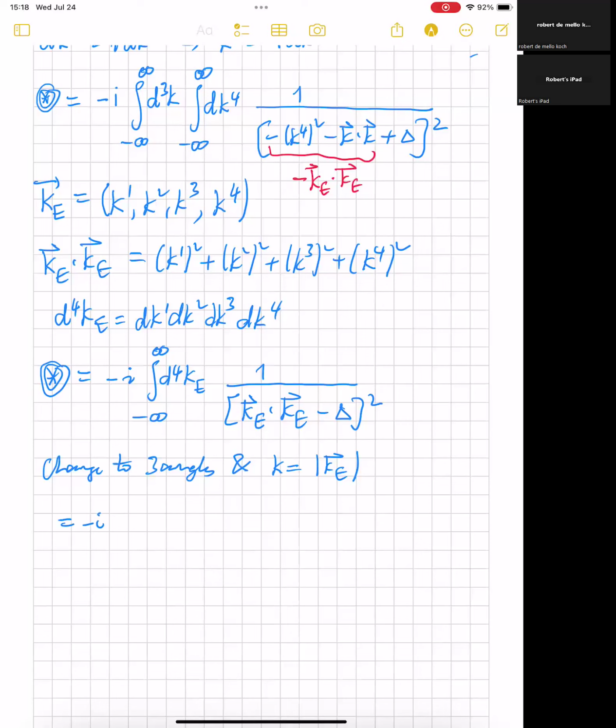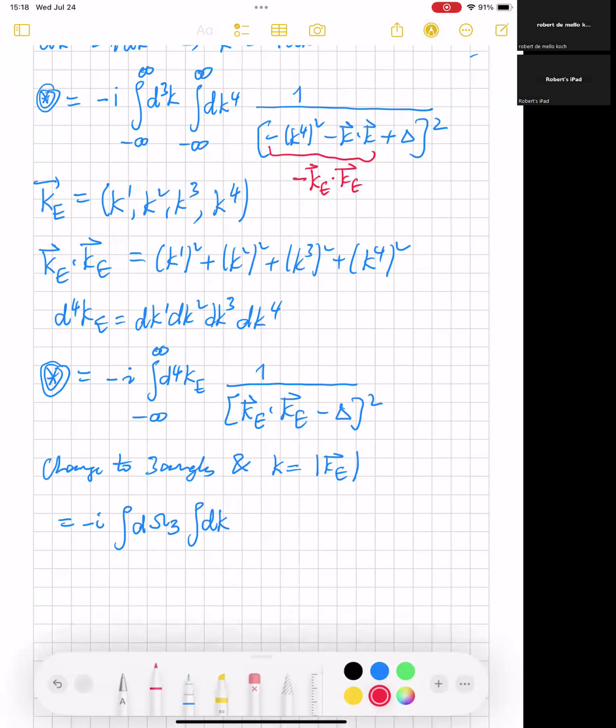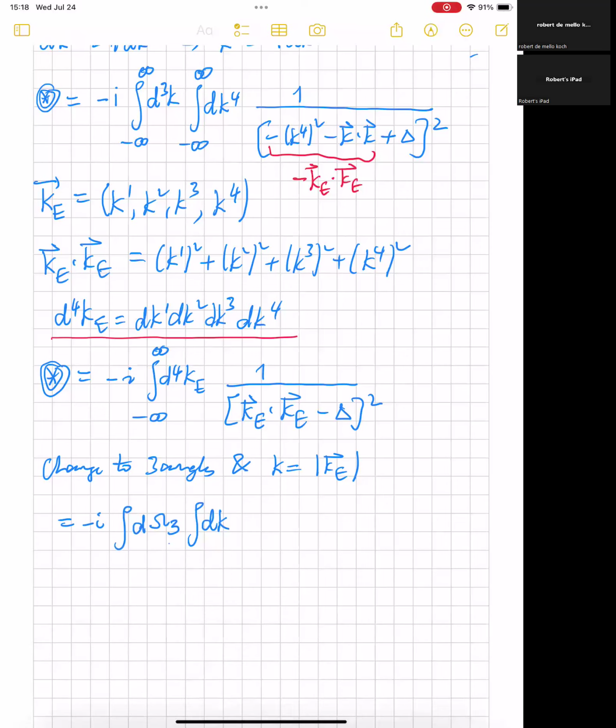Well, it becomes minus I. We will have an integral over these three angles, so I'll write this as d omega 3. We'll have an integral over the radial variable, the magnitude of KE. And now what's the measure? Well, when we look at d4KE, d4KE is a product of 4 powers of the momentum. So that's the dimension that the measure must have, 4 powers of the momentum. Here, d omega 3 is purely for the angles, so that's dimensionless. So the measure has to be dk multiplied by k cubed.